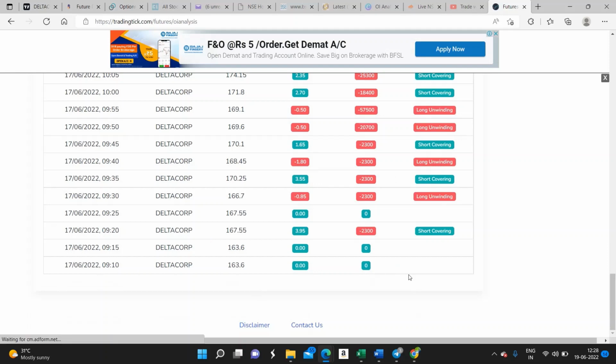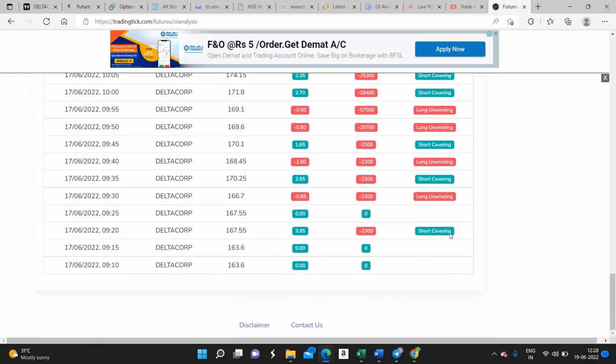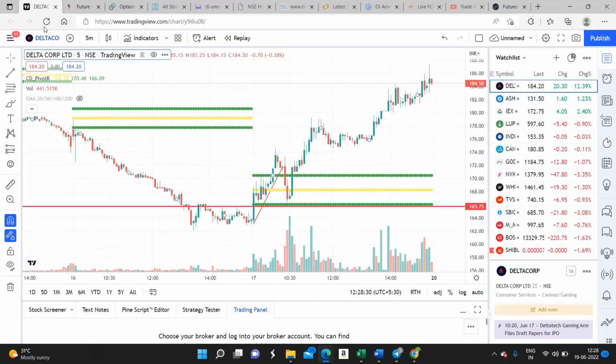So around 9:10 we don't have any build-ups here. At 9:20 there was some short covering. Then here we don't have any long build-ups. Still long unwinding, short covering, long unwinding, short covering. So we don't have any view as of now till here. But as per the price action, we can take a bet on this.